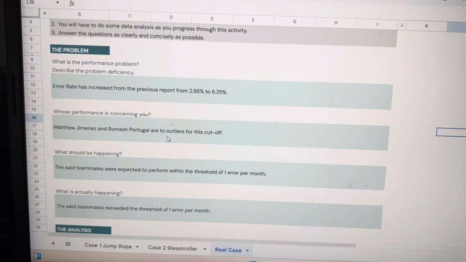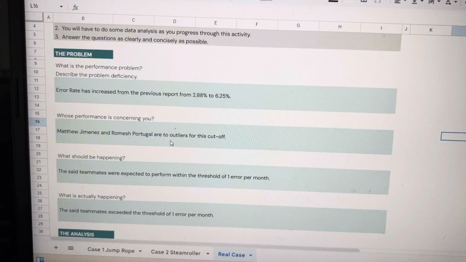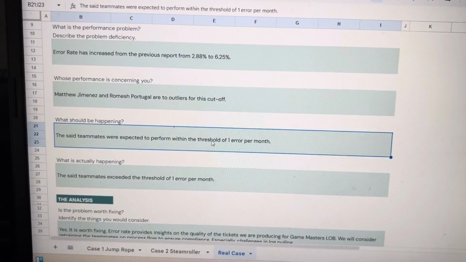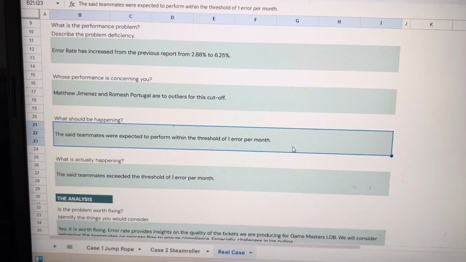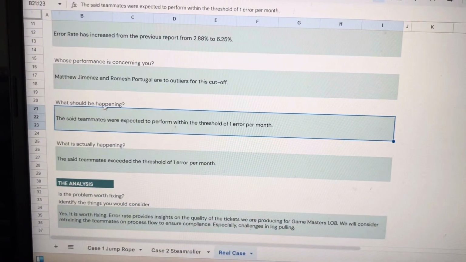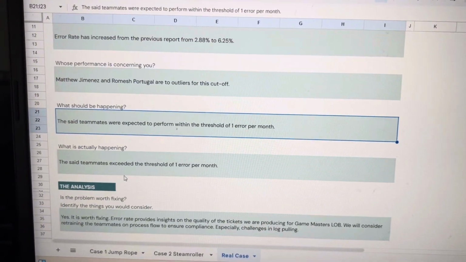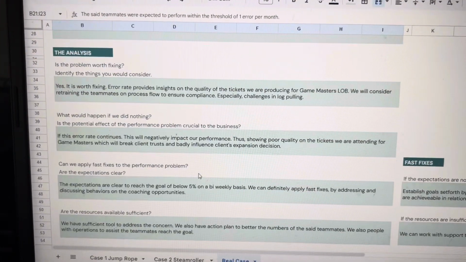I have two teammates right now, Matthew Jimenez and Ramesh Portugal, who are the outliers for this cutoff. The said teammates were expected to perform within the threshold of one error per month. That should be happening, and what is actually happening is the said teammates exceeded the threshold of one error per month. So this is the analysis.